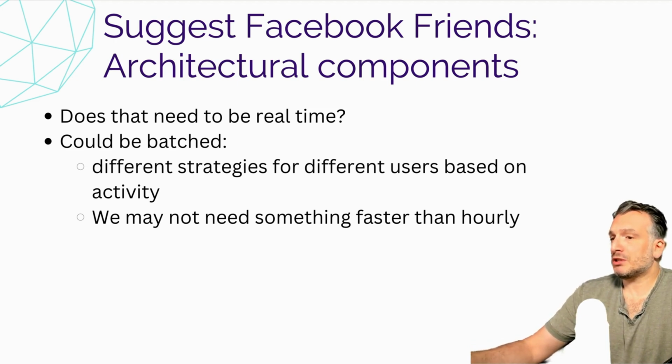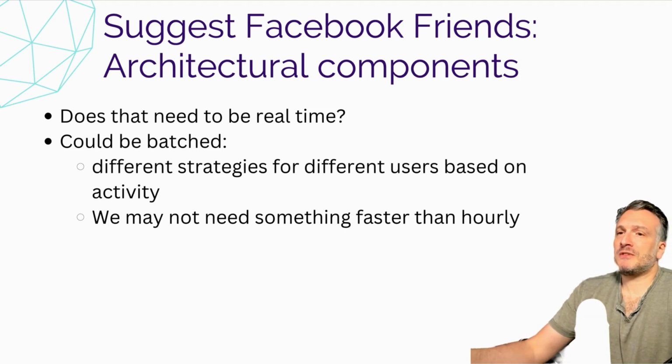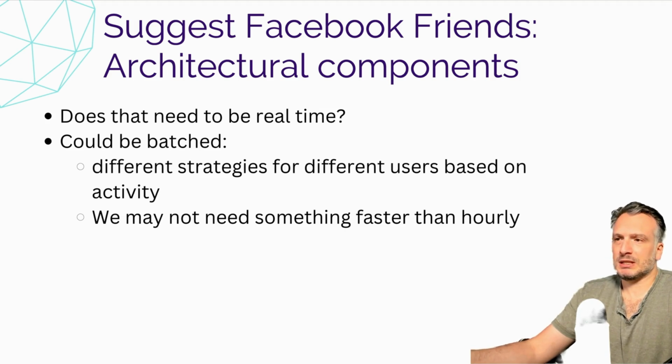Maybe we could have different strategies for different users based on activity. Some highly active users, maybe we could have some real-time inference for them, and maybe we could batch the inferences for the low active users. So we could choose different strategies based on the problem. When you think about the problem of suggesting Facebook friends, this is not a critical feature for the operation of the business. Do we really need to have real-time inference? Maybe we could have an hourly batch for the active users.